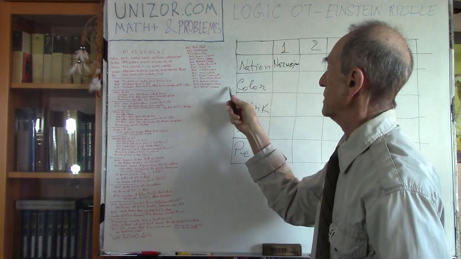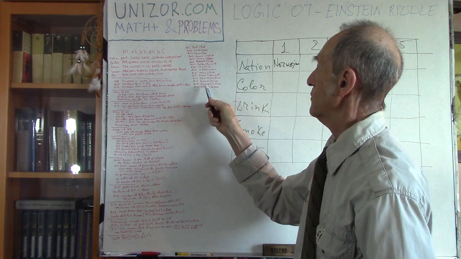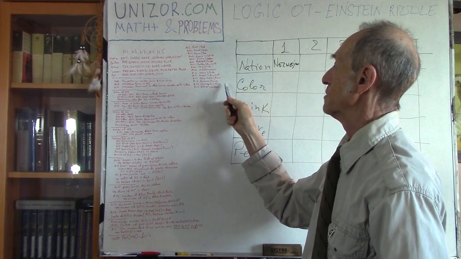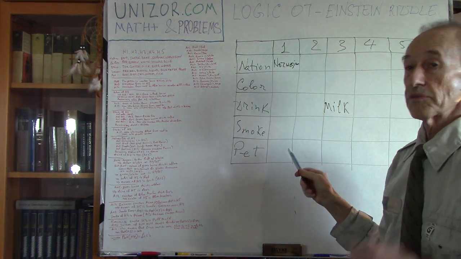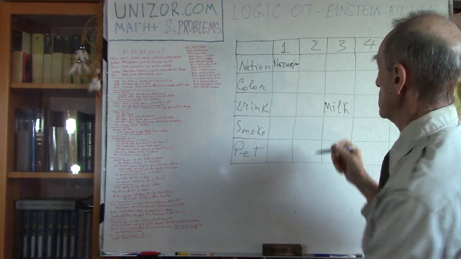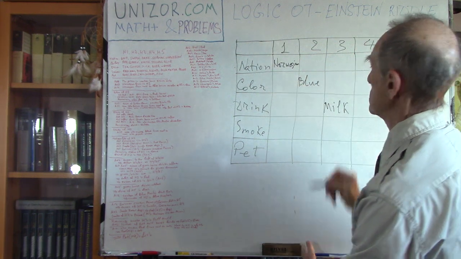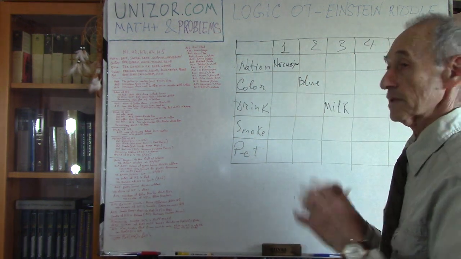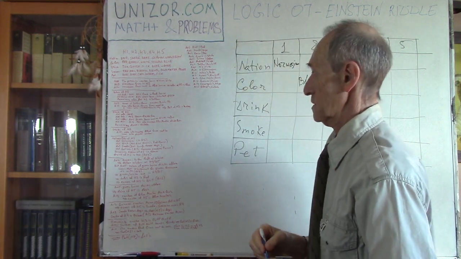Next, I will pay attention to the statement number 14, that Norwegian lives next to the blue house. Now, Norwegian is in the first, so next to the first is only the number two. So number two is blue. Okay, so I will fill up with blue. So these are kind of easy things. Well, let's go to the next level.